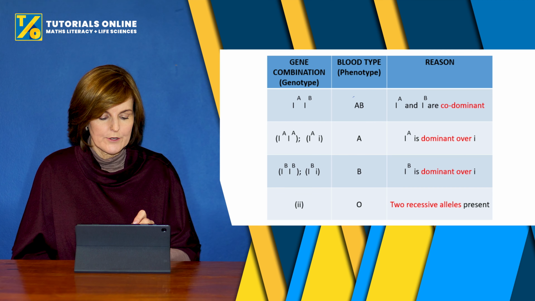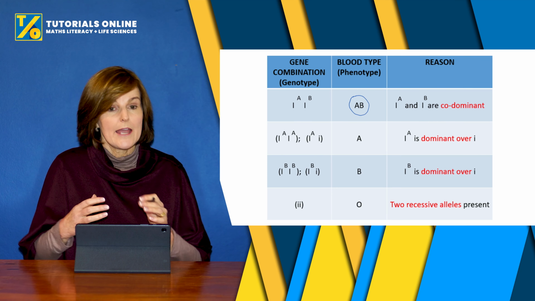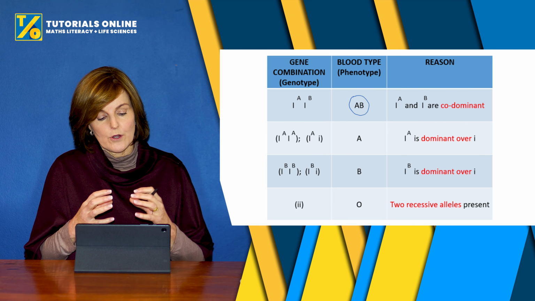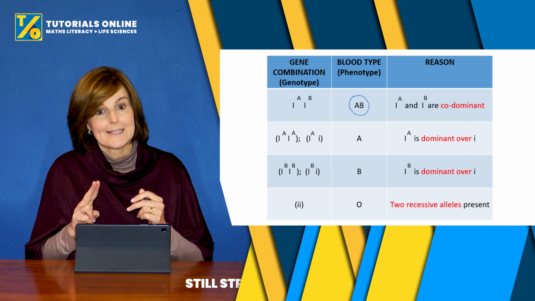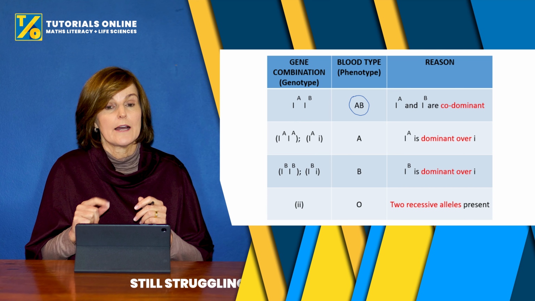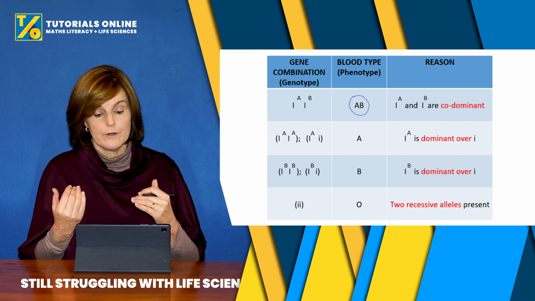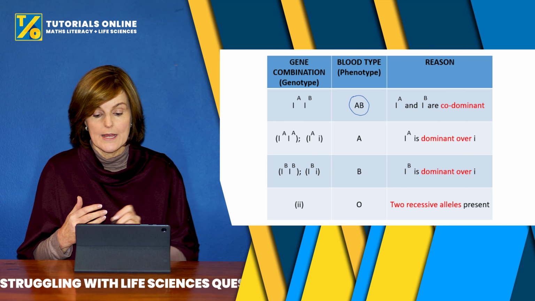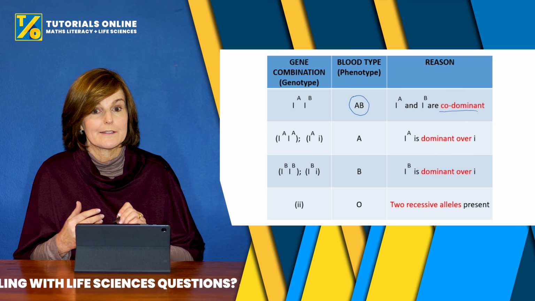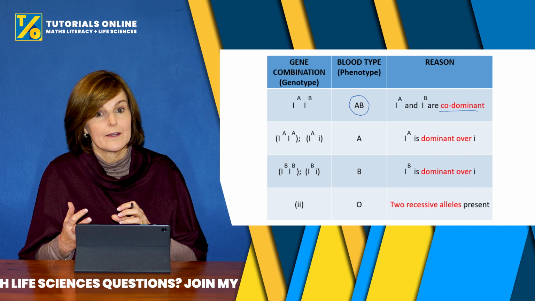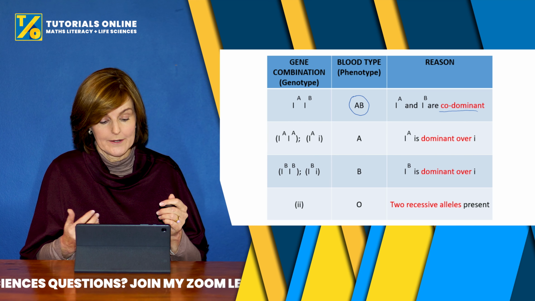So if you look here, you've got AB blood group. AB blood group has the two alleles IA and IB, and they both show, the A and the B show in the phenotype, because they are co-dominant. That's the reason why, if you have to explain why.